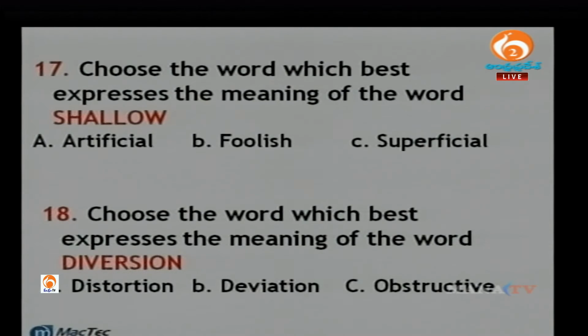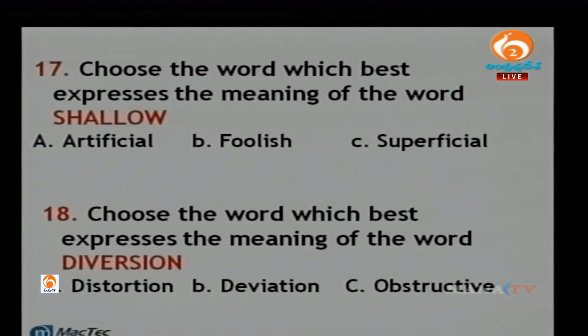All right, question number 17. Choose the word which best expresses the meaning of the word shallow. Now, what do we mean by shallow? Shallow literally means something not deep. That means it's something which is superficial. Option C is the correct answer. The word which best describes the meaning of the word shallow is superficial.